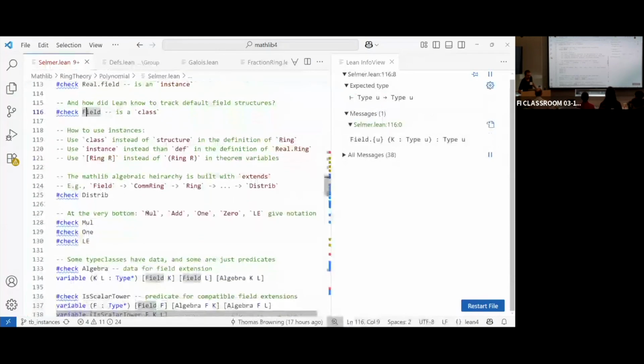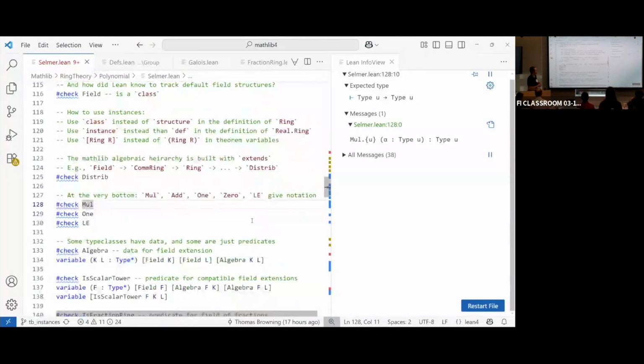And the same is also true for less than or equal to. By default, if you just define some structure and you want to start saying that things are less than or equal to each other, Lean won't know what you're talking about. But if you define an instance of LE, then Lean will know what you're talking about, and you can start writing less than or equal to between your objects.